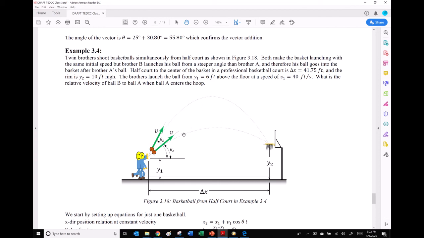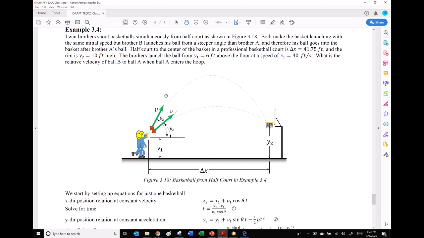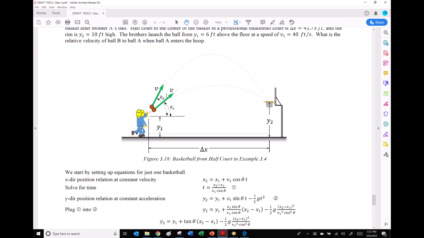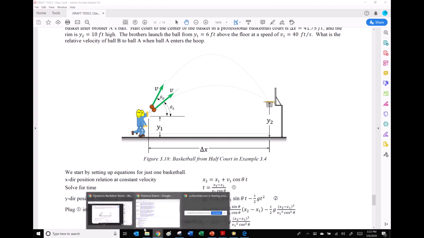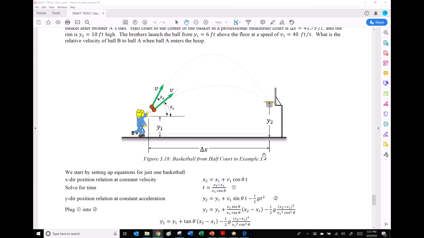And what makes it evil is it's a multi-step problem. We want to know what the position of one of them is going to be when the other one lands, right? So what is the relative velocity of B to ball A when the ball hits the hoop? And again, this would be just the meanest of problems to assign for an exam, because it really would mess with your head for a little while.